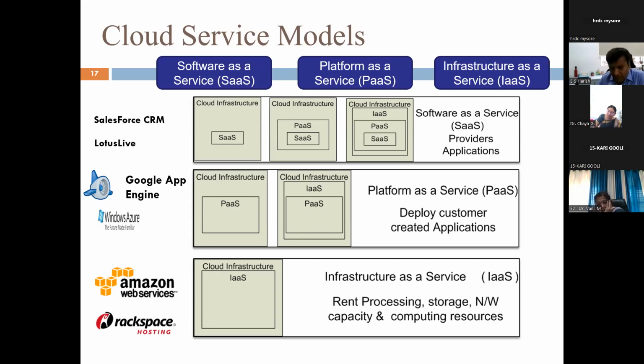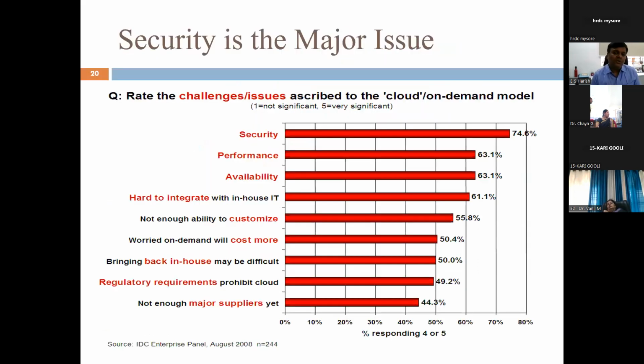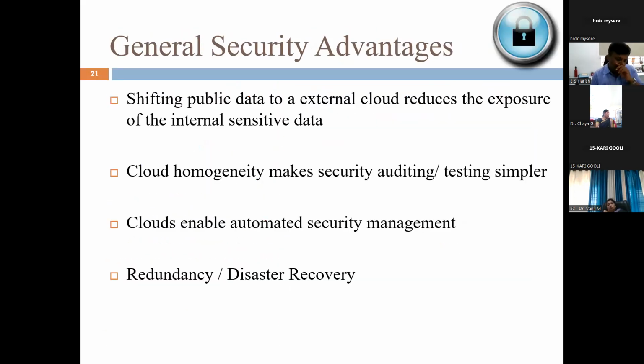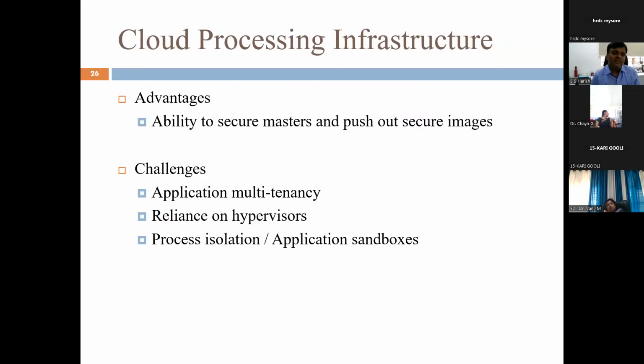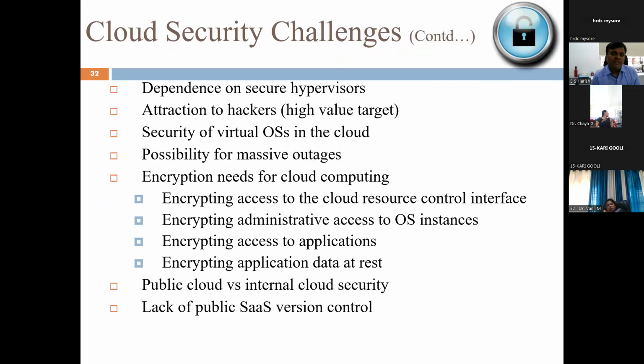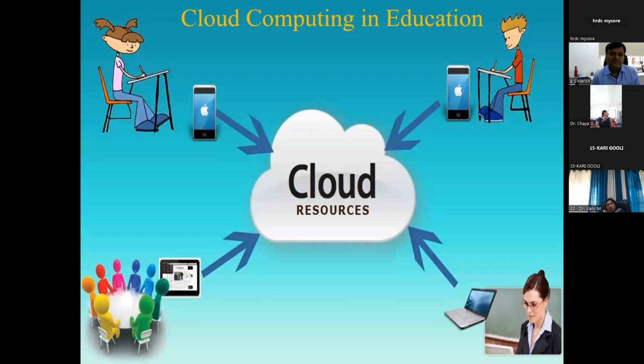Right. So overall, the three types of services: software as a service, SaaS; platform as a service, PaaS; and then IaaS, that is infrastructure as a service. So these are the three different services that are offered by the cloud. Then we'll directly go to the education field, how this is going to help us, especially in the education.